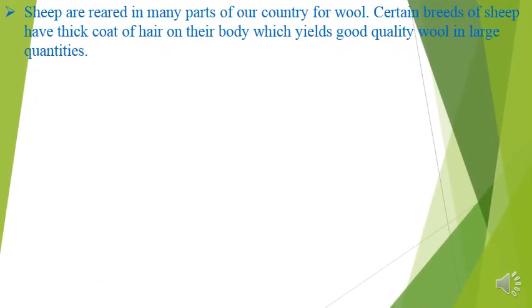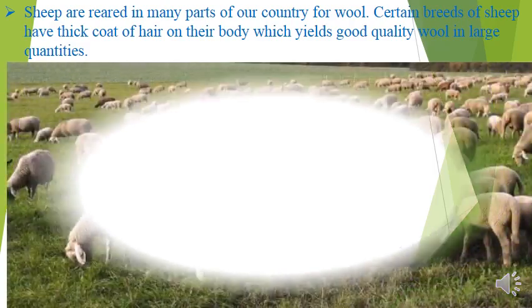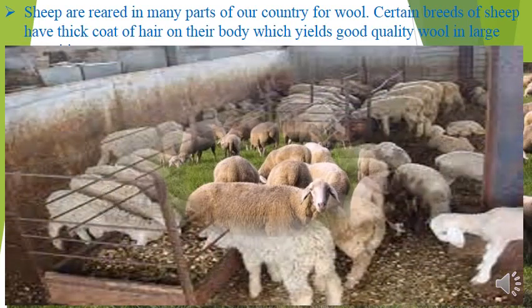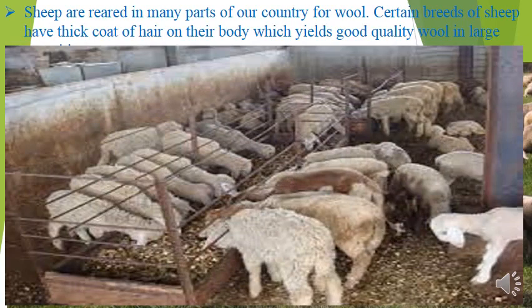Sheep are reared in many parts of our country for wool. Certain breeds of sheep have a thick coat of hair on their body which yields good quality wool in large quantities. Their quality is also very good and they bear a larger quantity. So that is the main occupation in most parts of our country. You can see here the arrangement is like this so that they can get all the food grains. Fodder is given, some extra minerals are given to these animals.